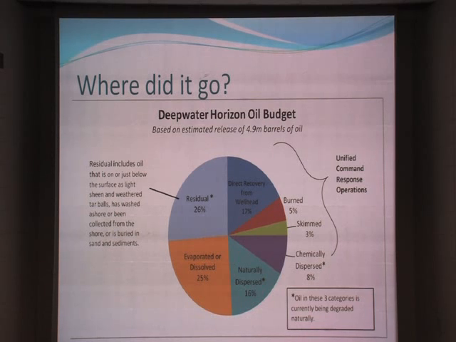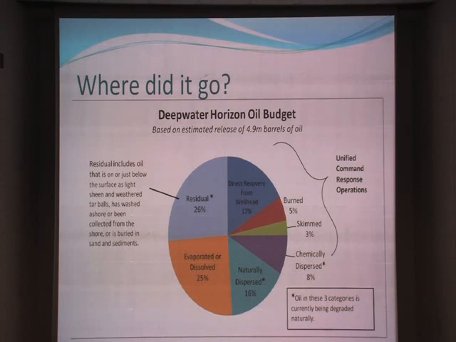Saying 16% of it was naturally dispersed. Again, this is mostly due to the high pressure, high velocity coming out of the wellhead into very cold water. It got naturally dispersed. And about 8% of it was chemically dispersed. This is, again, through using the Corexit, the dispersant, and dispersing it. And this adds up to about half of what they know came out. And the rest they can't account for.